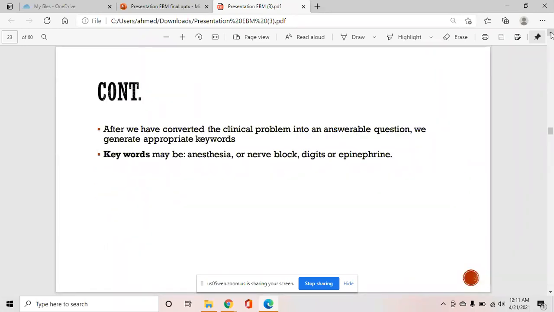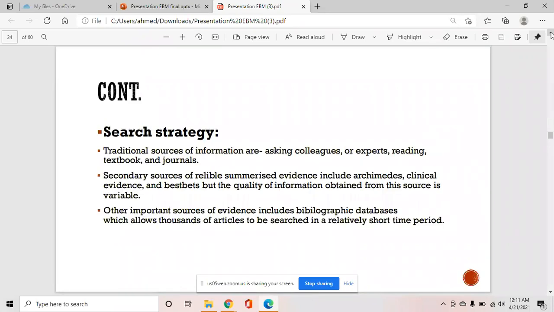After we have converted the clinical problem into an answerable question, we generate appropriate keywords. Keywords in this scenario can be anesthesia, nerve block, digits, or epinephrine.